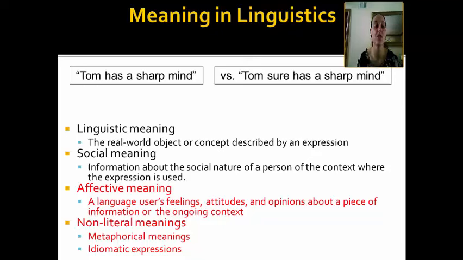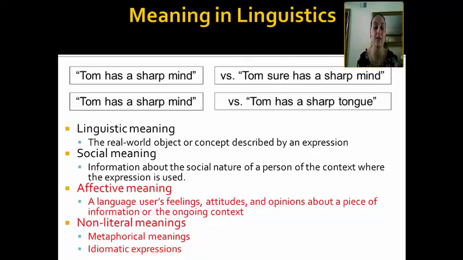Okay, we can also talk about the affective meaning, right? So if we compare Tom has a sharp mind versus Tom has a sharp tongue, the affective meaning here is very different in those two sentences. In the first one, it's a positive sentence, right? It has a positive connotation. And we're going to talk a little bit more about connotation later. The second one, Tom has a sharp tongue, we can tell it has a negative connotation. It's saying something bad about the person, okay?